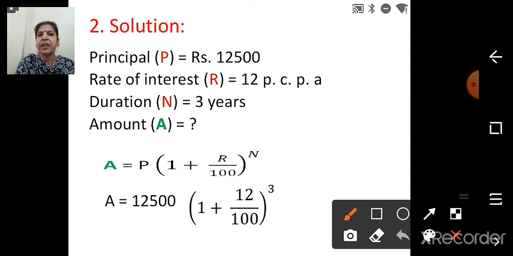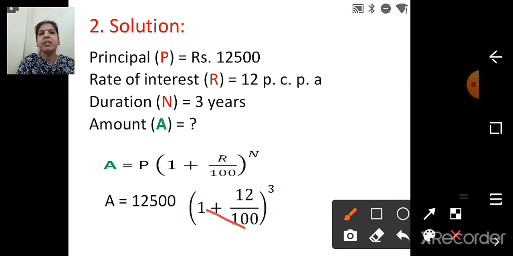A, which we have to find. Principal is 12,500, then in bracket 1 plus 12 upon 100, where rate of interest is 12, full bracket raised to 3, as the duration is 3 years. Now we will solve this following the BODMAS rule, bracket part first. So we have learned how to solve this.